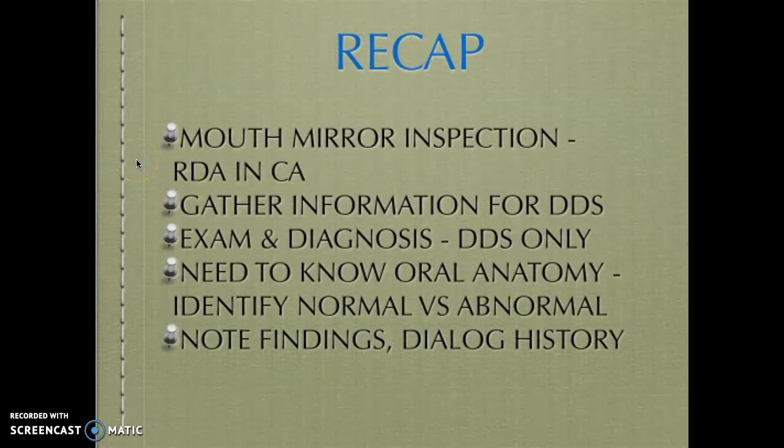So a recap is that this was the information on the mouth mirror inspection, which is a duty of the Registered Dental Assistant, RDA, in California. It is indicated to gather information for the dentist. It is not an exam and diagnosis. That is for the dentist only. And as an RDA, we need to know our oral anatomy and to be able to identify normal versus abnormal. You want to note the findings in the chart and any conversation, dialogue history that you have with the patient.